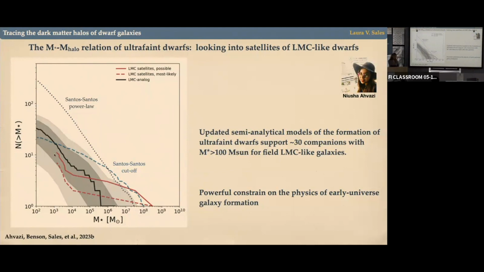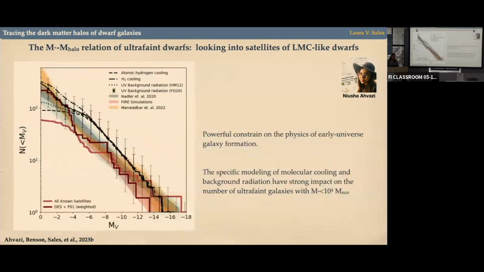So if you attempt to model this a bit more physics-consciously, with some physics in mind, it looks like the prediction is closer to something like a cutoff model. So if we point the telescopes to things like the LMC in the field, we should find of order 20 to 30 ultrafaints within the virial radius of these objects. And of course, that is the prediction, and it would be interesting to see what we see once observations become available.